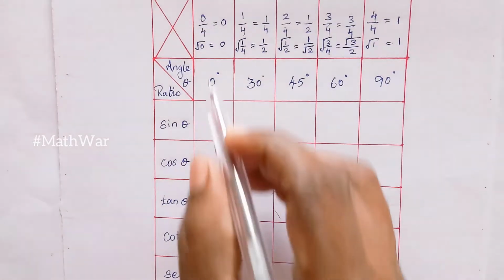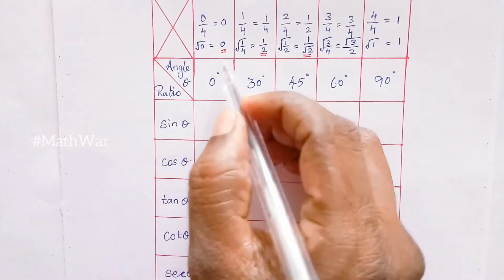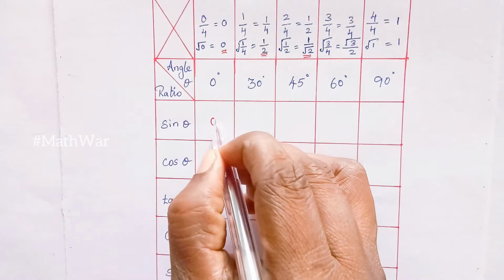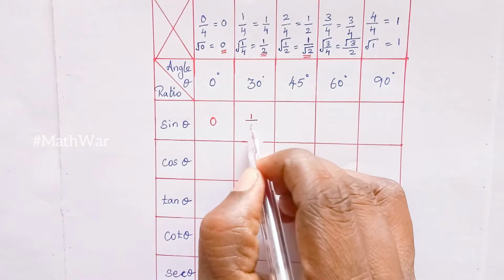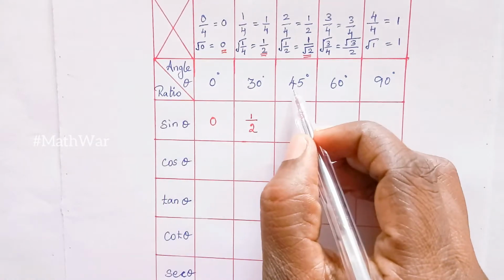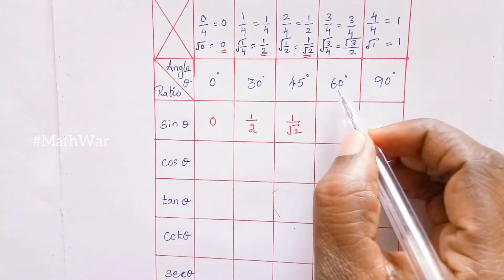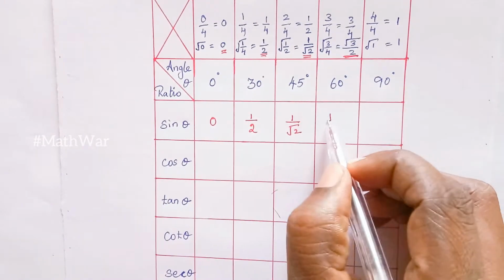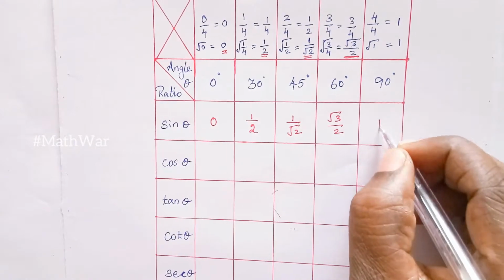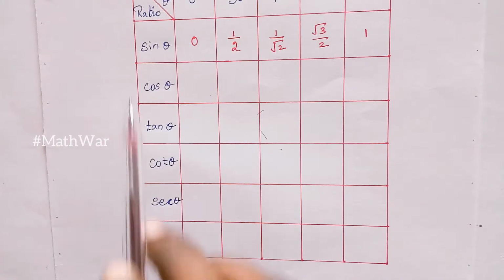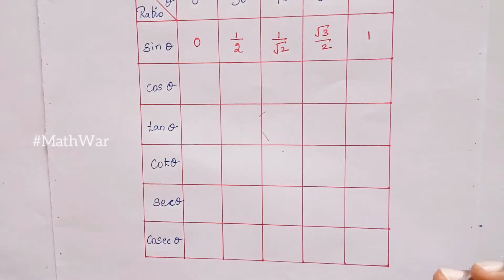Now what answer did we get? That is the answer for sin theta. That is, sin 0 degree is nothing but 0. Next, sin 30 degree is nothing but 1 by 2. Next, sin 45 degree is nothing but 1 by root 2. And sin 60 degree is nothing but root 3 by 2. Then sin 90 degree is nothing but 1. That's all, students. With these values itself we are going to find out all the other 5 trigonometrical values.